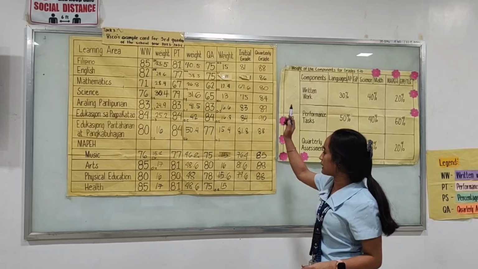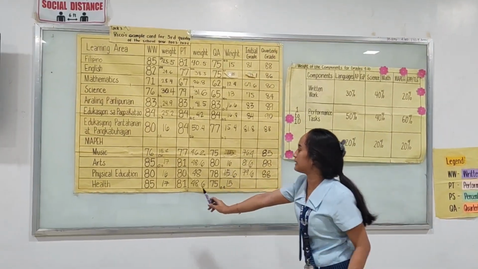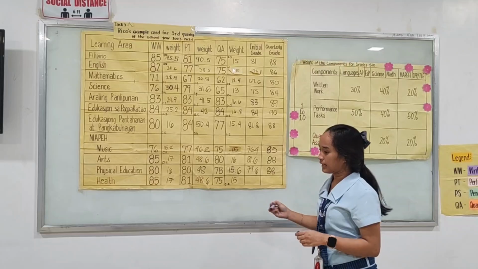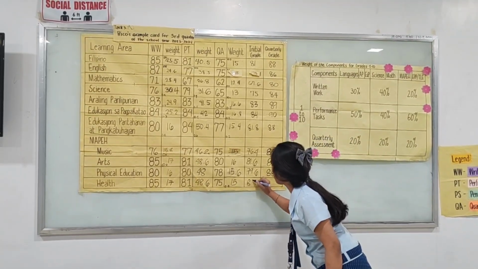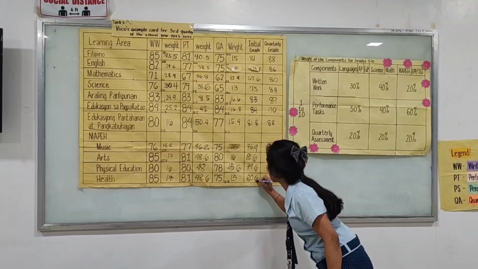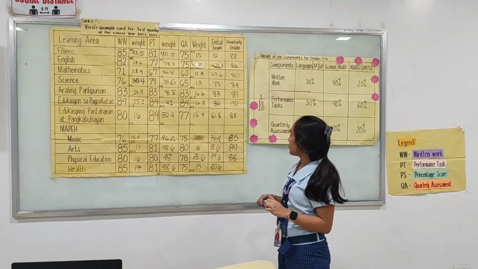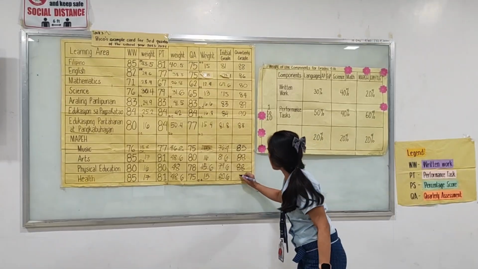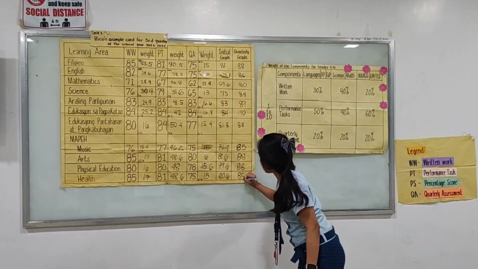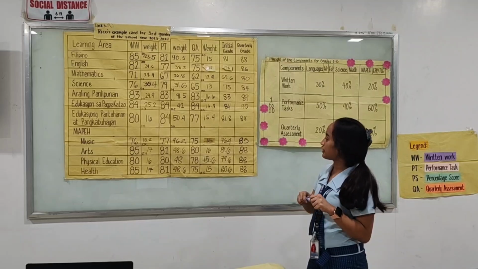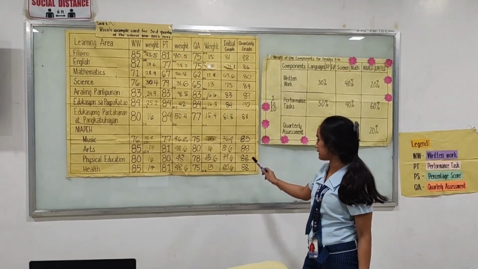So to get the initial grade of Health, we need to add 17 plus 48.6 plus 15, which equals 80.6. So the transmuted grade of 80.6 is 88. So Rico's quarterly grade in MAPEH Health is 88.